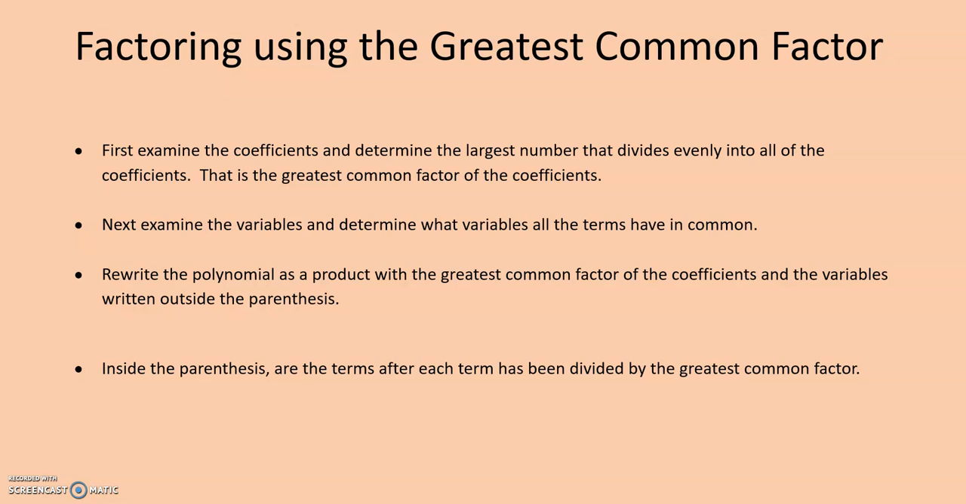It's the greatest common factor of the coefficients. Then look at the variables and determine what variables all the terms have in common. Rewrite the polynomial as a product with the greatest common factor of the coefficients and variables written outside the parentheses. Inside the parentheses are the terms after each term has been divided by the greatest common factor. That's section 8.1, Common Factors.